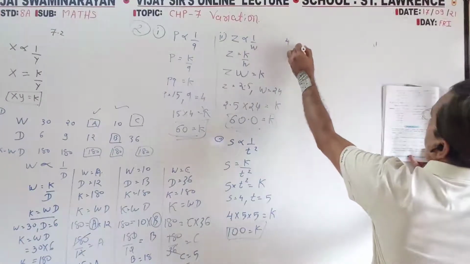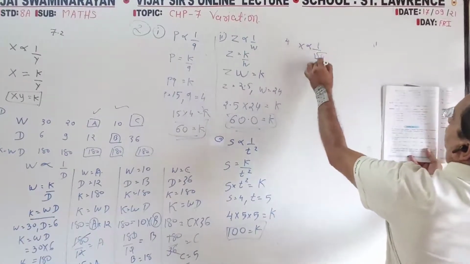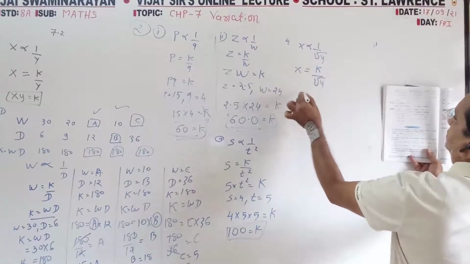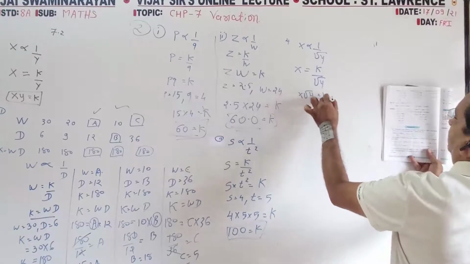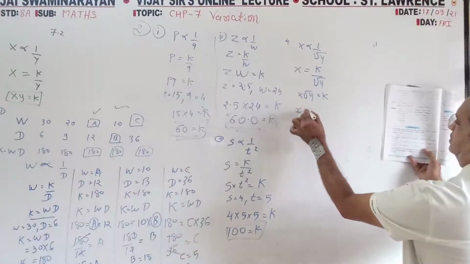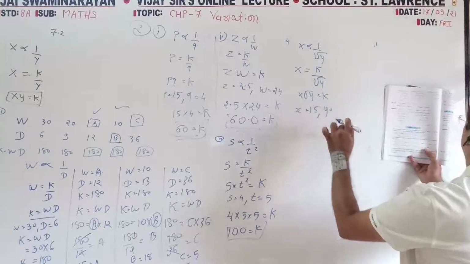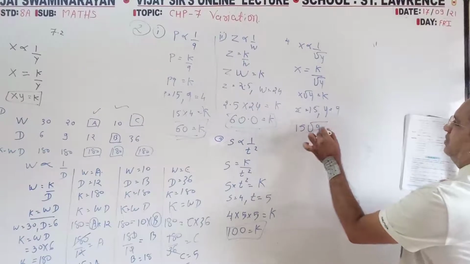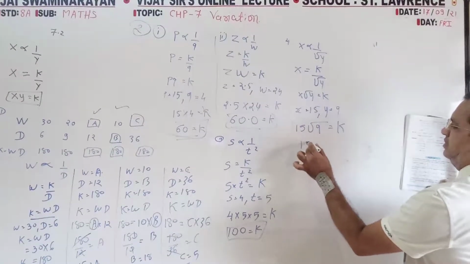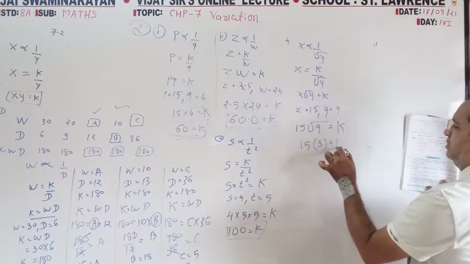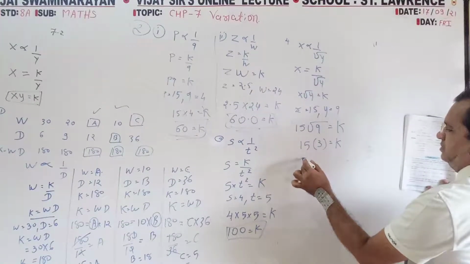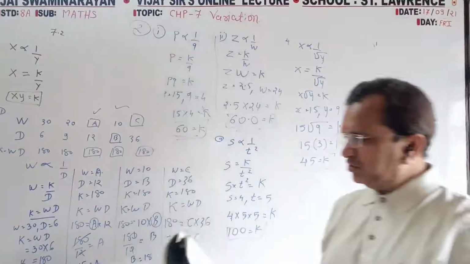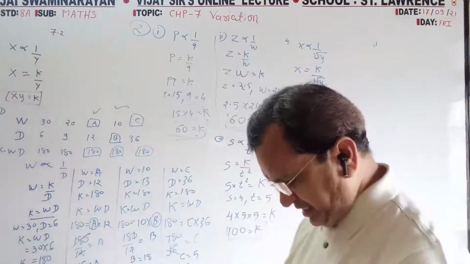Fourth one, x under root y, proportional cancel, constant introduce. So x root y is k. Product. So x is equal to 15, y is 9, 15 root 9 is k, 15 into 3 is k, 45. In all of these you have to find out only k.